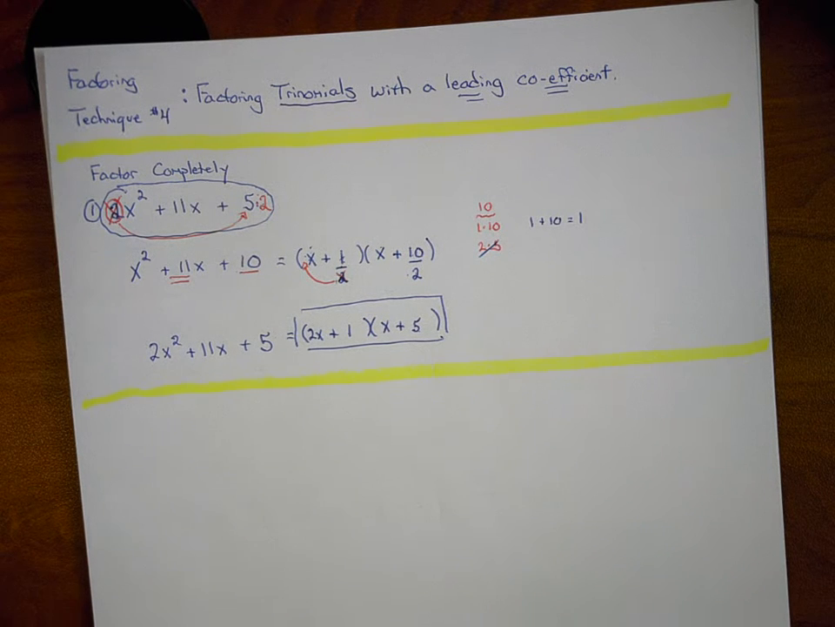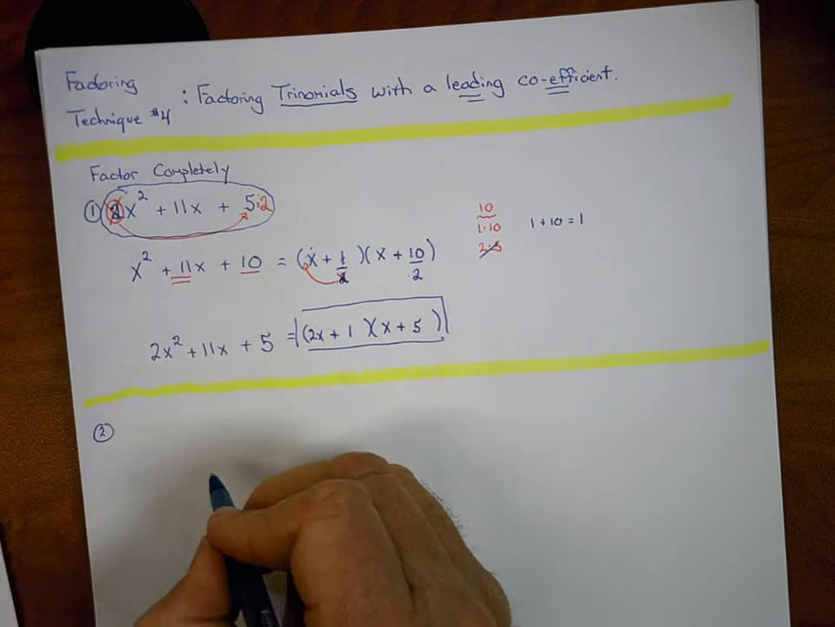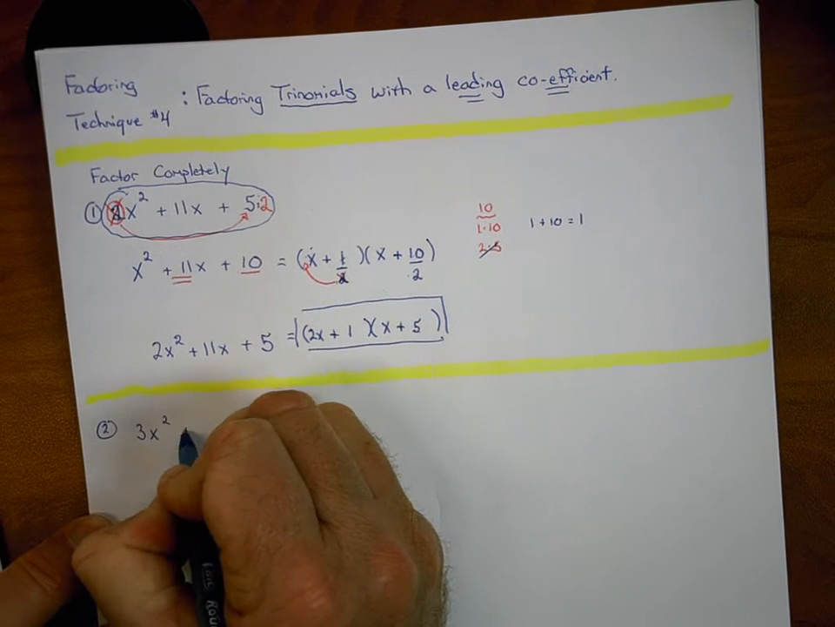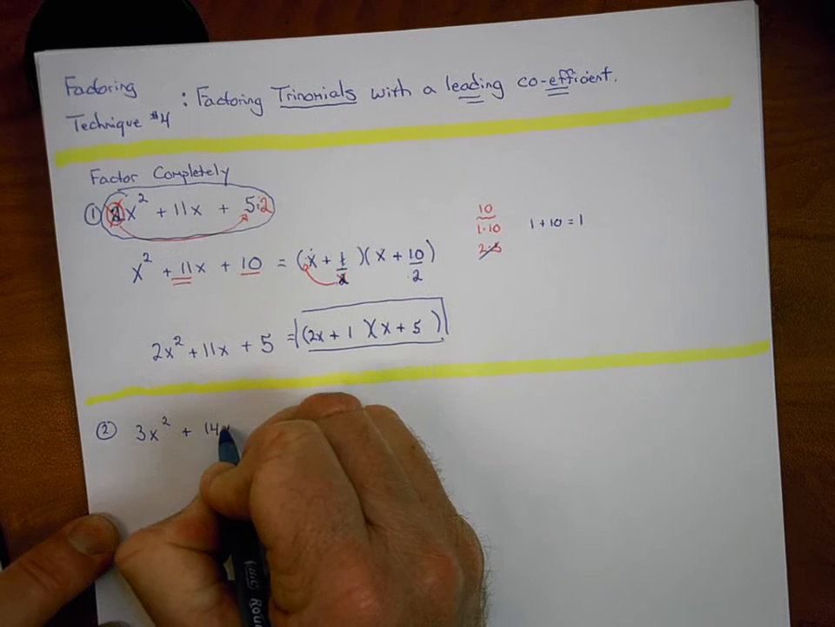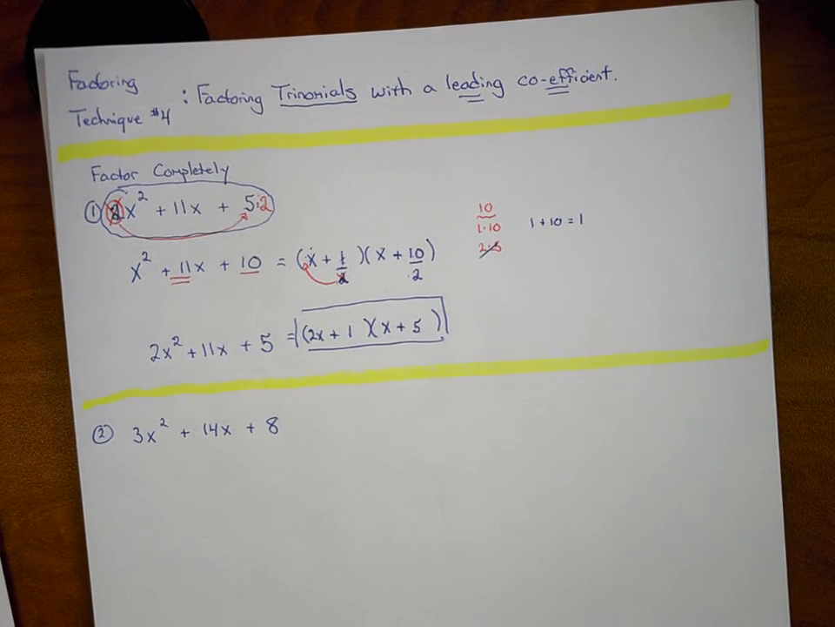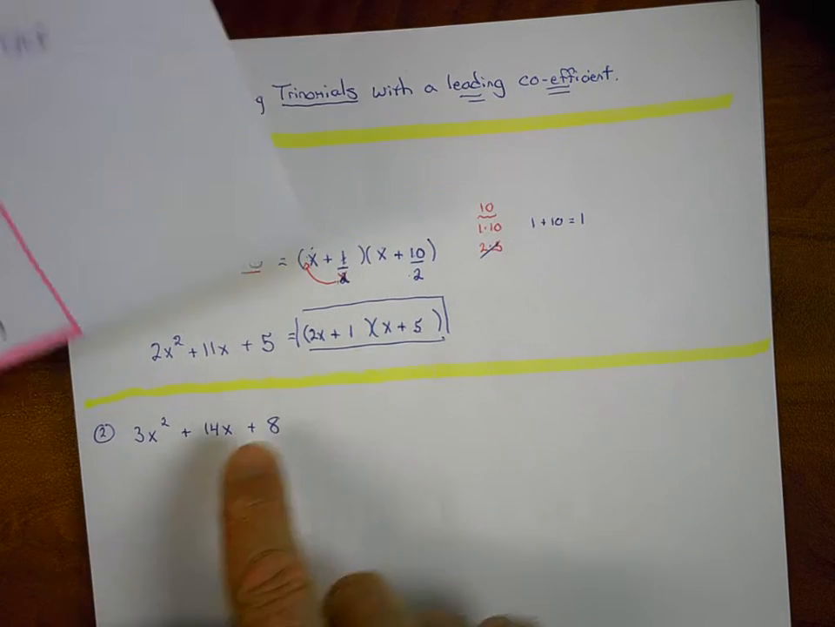Number 2, let's move on. Okay, so my next problem that I'm going to factor, 3x to the second power plus 14x plus 8. Write that down. 3x to the second power plus 14x plus 8. So I'm going to factor that, okay? All right, so this is a trinomial. Notice 1, 2, 3 terms. They're all different, separated by addition.